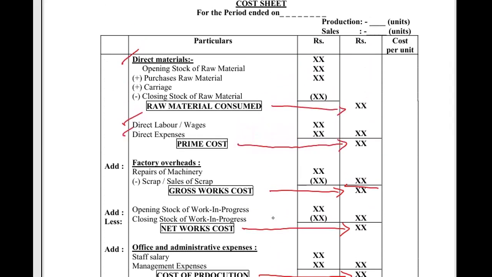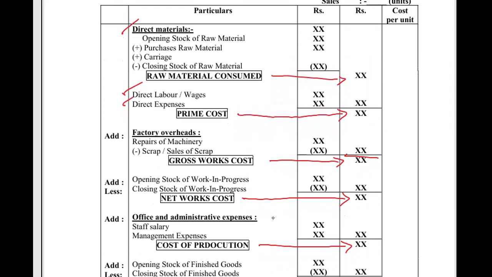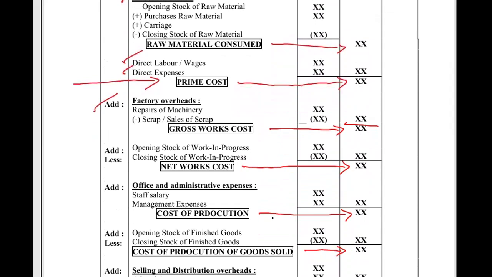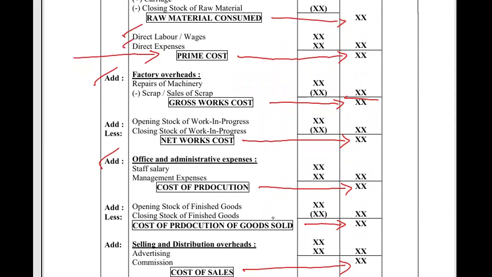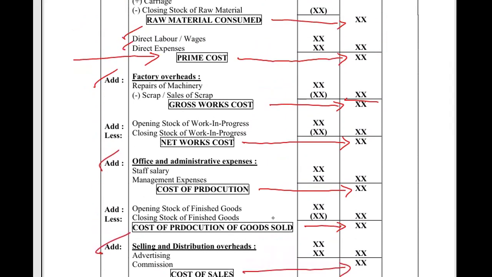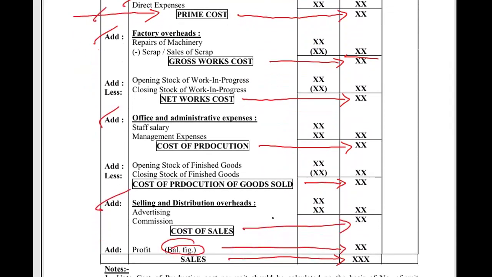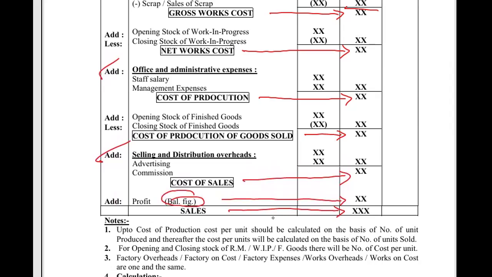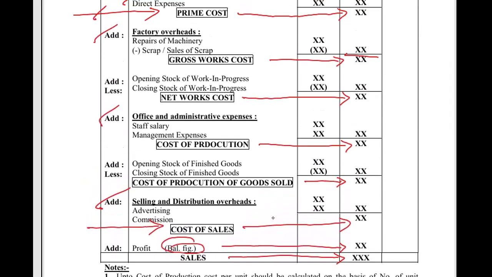The major part is the prime cost, and thereafter the factory overheads. To that, we will add the office and administration overheads, and after that the selling and distribution overheads. Adding all these figures, prime cost, factory overheads, office overheads and selling overheads, we will get the total cost. To that we add the profit, and we will get the sales amount. Let us solve one of the questions.